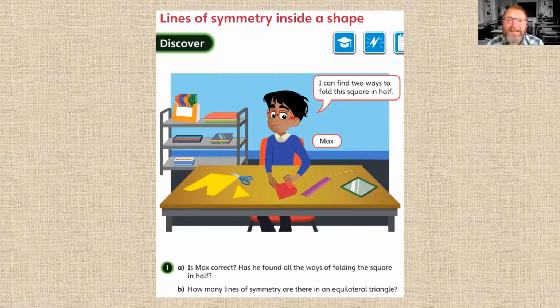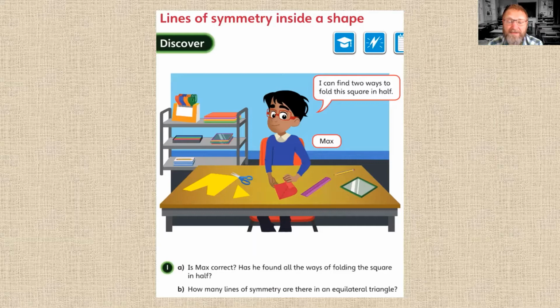Lines of symmetry inside a shape. Discover. Max says, I can find two ways to fold this square in half. Question 1a says, is Max correct? Has he found all the ways of folding the square in half? And question 1b says, how many lines of symmetry are there in an equilateral triangle?